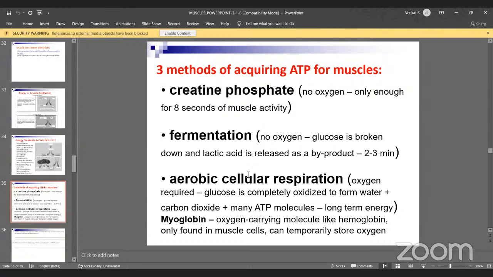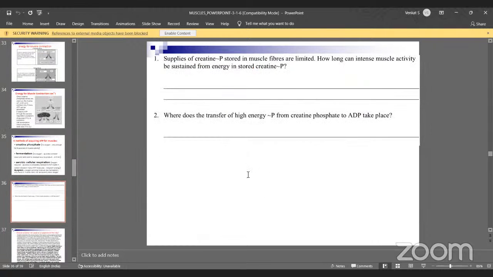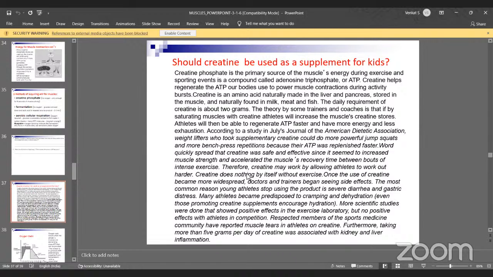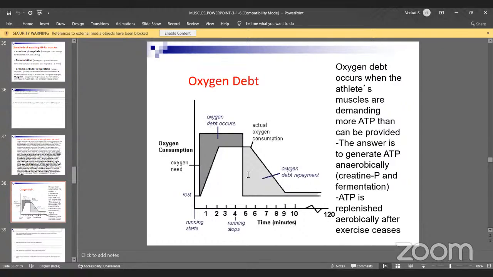Myoglobin is an oxygen-carrying molecule like hemoglobin, found only in muscle cells, which can temporarily store oxygen. It stores oxygen and releases it to the muscles when they are functionally active, for movements. The next one: should creatine be used as a supplement for kids? Then the next one, oxygen debt.